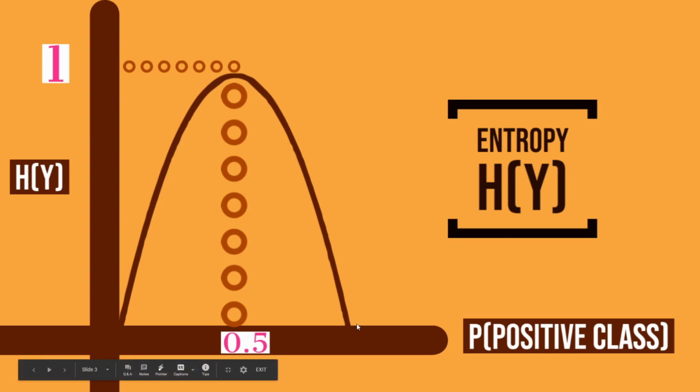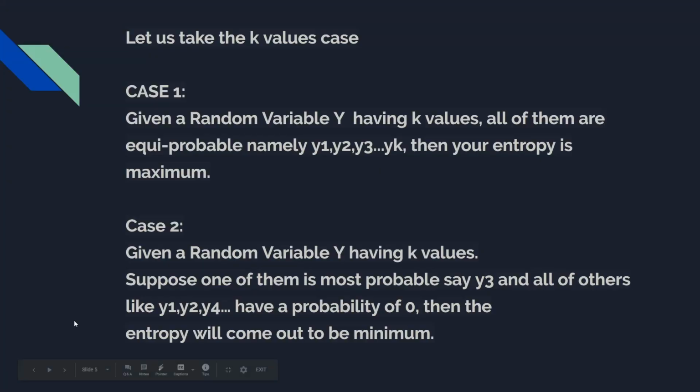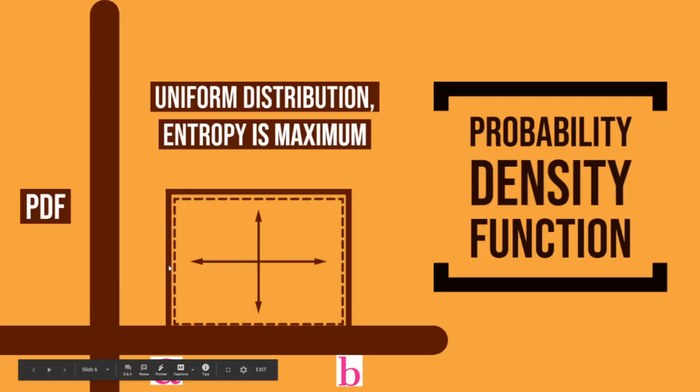Now if one of your classes goes away from the value of 0.5, you are tending to an entropy of 0 in that case. Now let us take the k values case. So given a random variable y that has k values, all of them equiprobable, namely y1, y2, y3, yk, then your entropy is maximum. And for such a case, the graph looks something like this, where we have a uniform distribution because each of our k values is equiprobable.